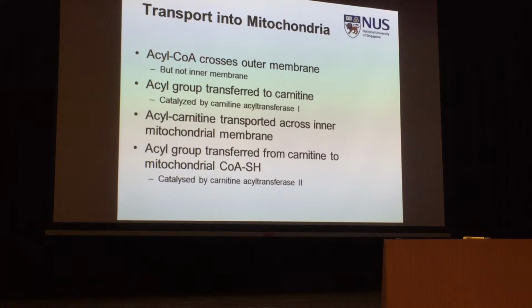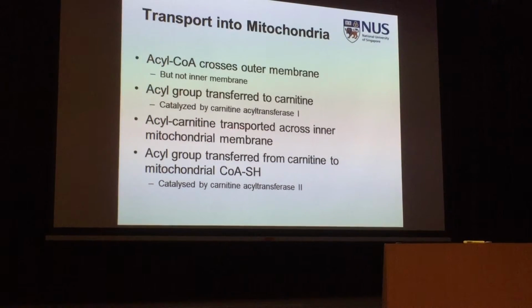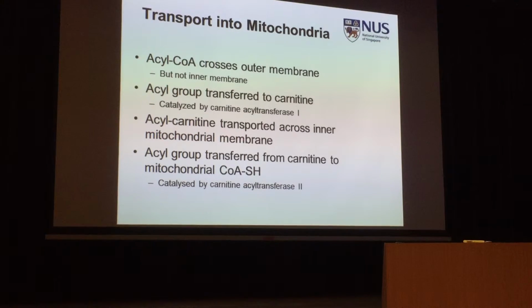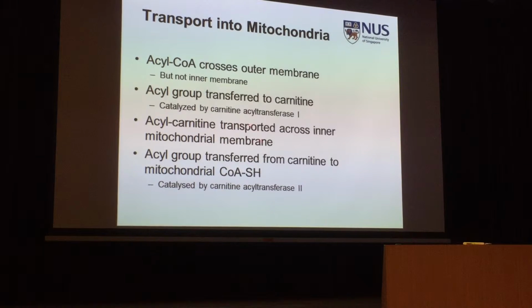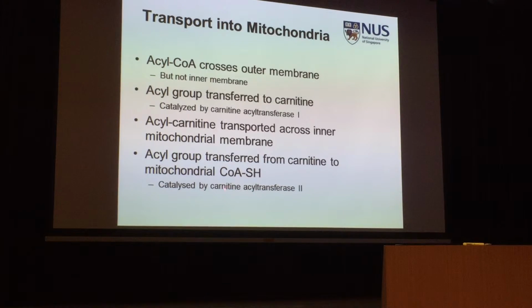So now this acyl-CoA crosses the outer membrane, but not the inner membrane. We get the help of a carnitine molecule. It gets bound to carnitine, and this acyl carnitine will then be transported across the membrane with the help of a pore, a channel. The acyl group will then be transferred from carnitine to mitochondrial CoA by carnitine acyl transferase 2.